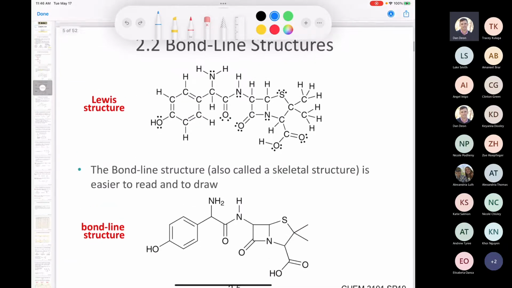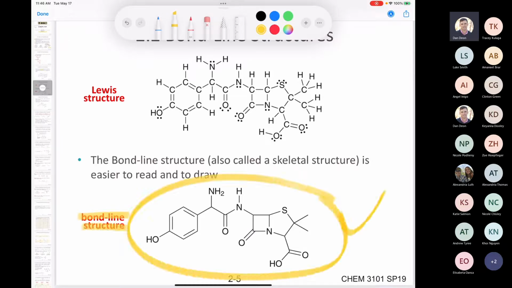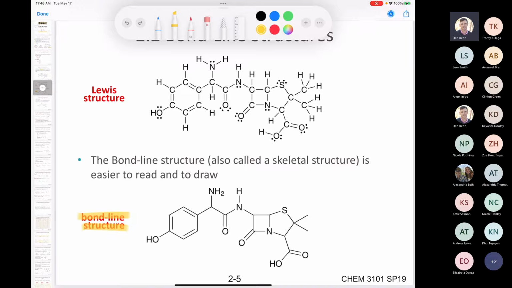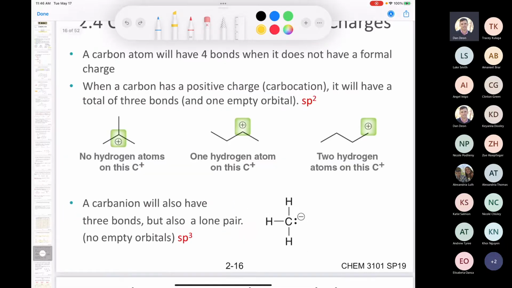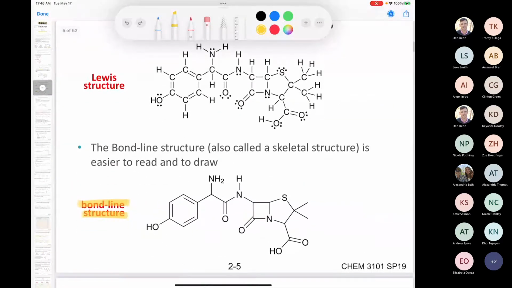Check this out. Here's our Lewis structure on the top, and on the bottom, this is the bond line structure. Wow, this is much cleaner, and it's easy to see any heteroatom, meaning any atom that's not a carbon or a hydrogen. You can see nitrogen, oxygen, sulfur, oxygen, oxygen. And so your eye is drawn to what are called the functional groups. And thus, bond line structures, which are sometimes called skeletal structures, are much handier for organic chemists.